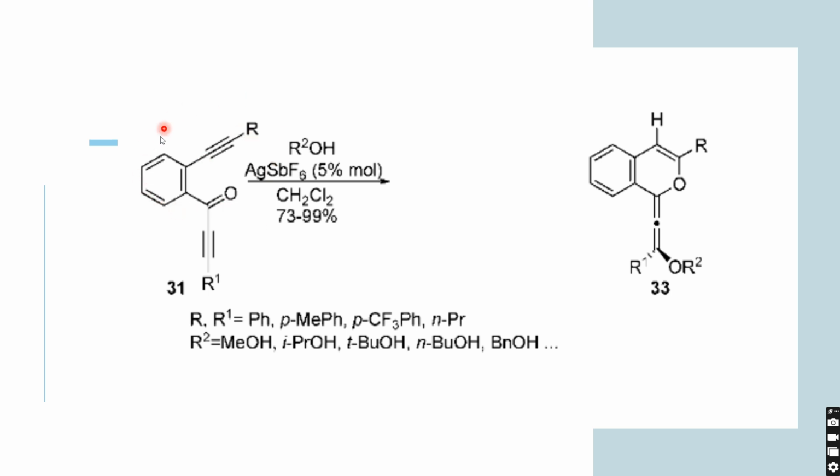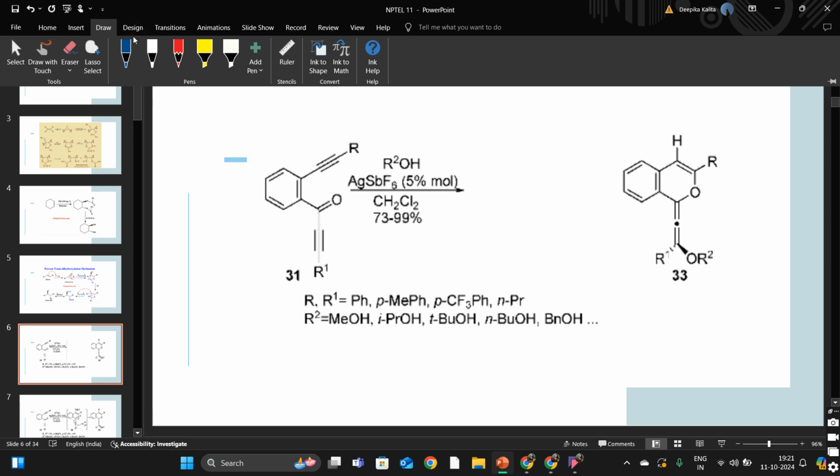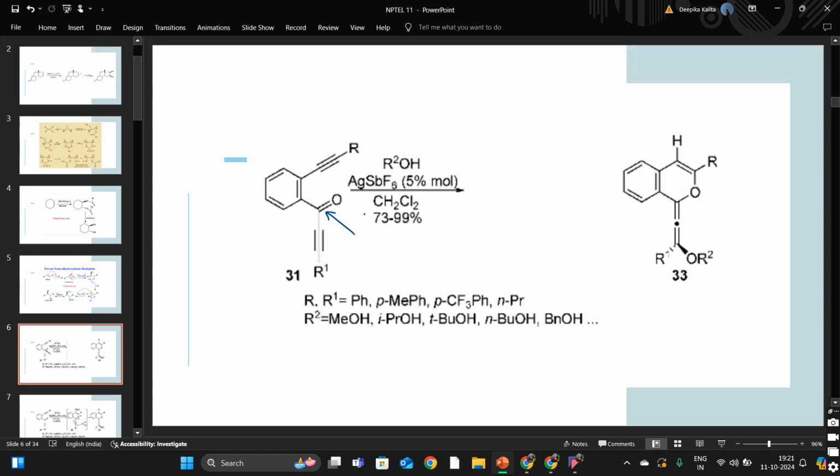So here we have a diyne compound and in the reaction condition we have an alcohol. If you notice here, R2 can be methanol, isopropanol, tertiary butanol, various primary alcohols are used in the reaction. And if you notice the catalyst, it is hexafluorosilver antimonate. Only 5 mole percent of the catalyst is required for the reaction, and the yield of the reaction is 73 to 99%. So if you look at the product, and if we see what changes are taking place in the reaction, this carbonyl group which is present here is now linked to this carbon atom.